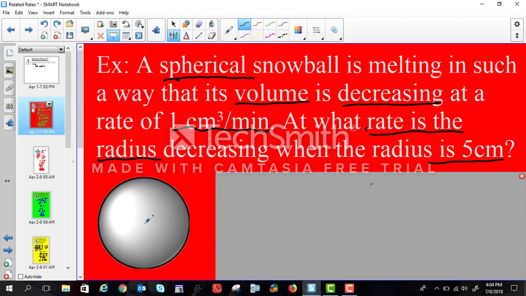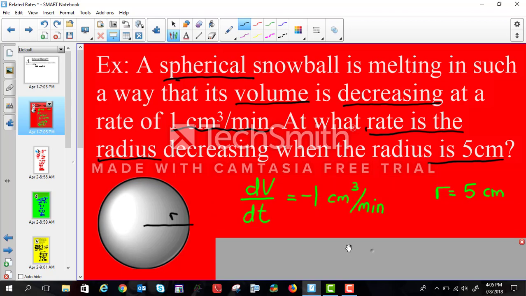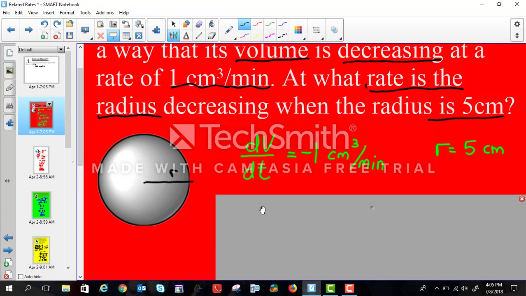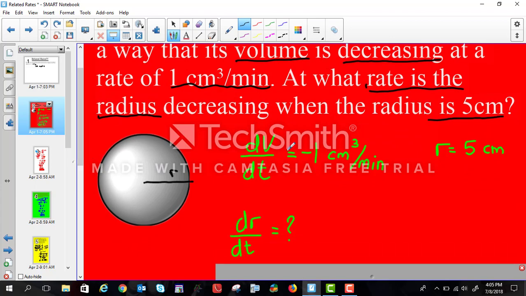And a sphere, we know, if you draw from the center to the outside, has a radius, and we're going to call that radius r. And then it has a volume. So we know, based on what we just discussed, that we have dV/dt, that it's negative because it's decreasing and it's 1 cubic centimeter per minute. We know that we're talking about when the radius is 5 centimeters, and we know we want dr/dt.